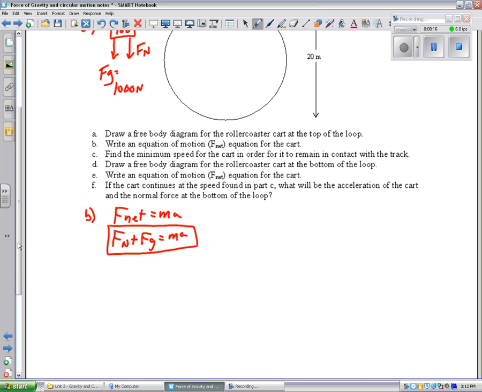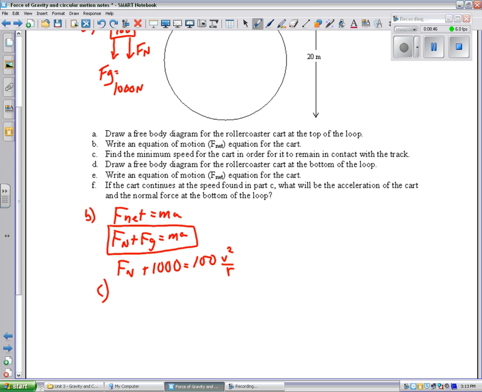Okay, now, we can write Fn. Now, our Fg is 1,000 equals, our m was 100. And what we can do for a, since it's going in a circle, anytime something's going in a circle, I know I can write v squared over r for that. Okay, now we've actually kind of started part C. We want to find the minimum speed in order for it to remain in contact with the track.